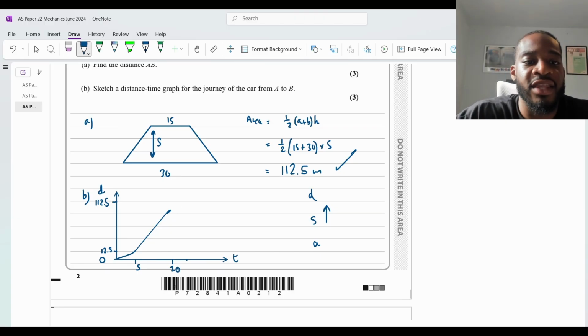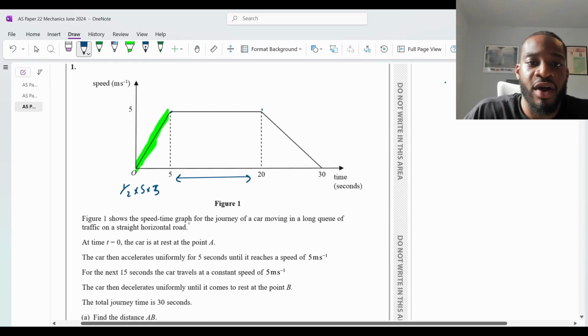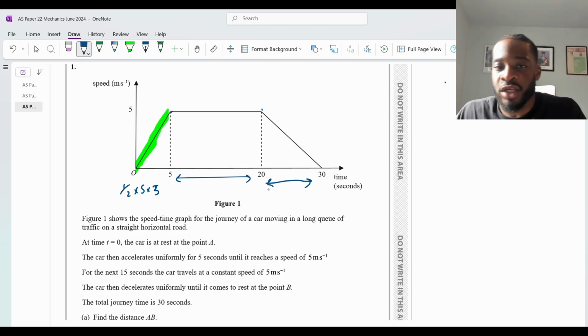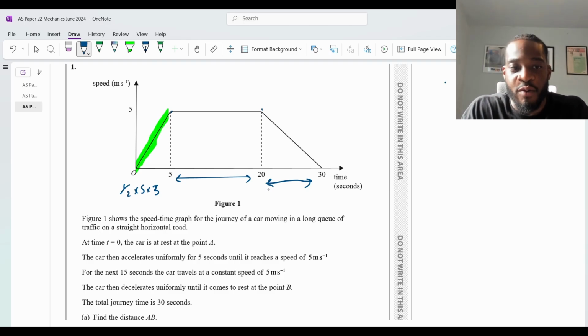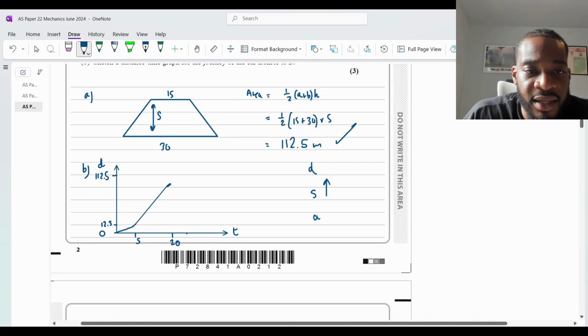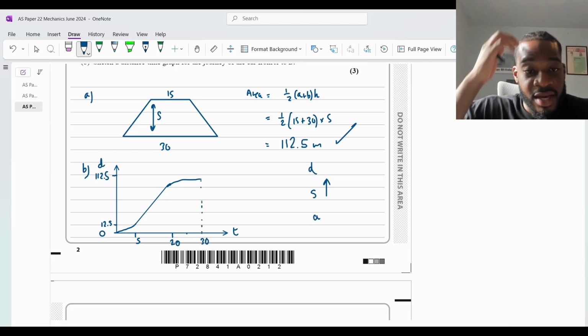Like that. And then the last 10 seconds of the journey, the speed is going from 5 to 0. How does that reflect on our distance time graph? Well, the gradient is changing, so it has to be a curve, but it's going from 5 to 0. So it's going to curve downwards, isn't it? So it's going to be like this, essentially. And then this will be 30 seconds here. And yeah, that would be the answer essentially.